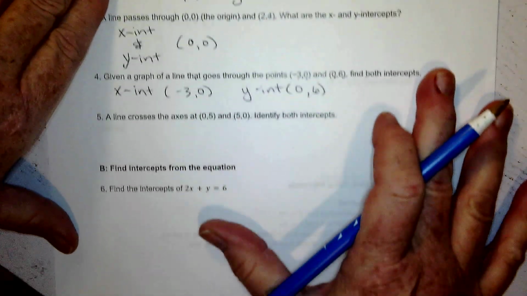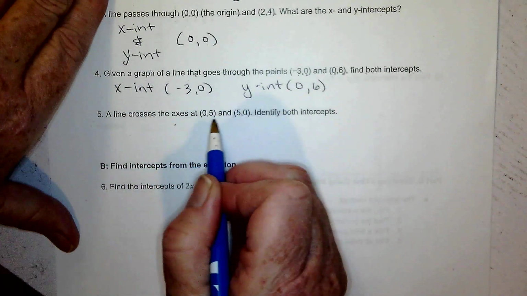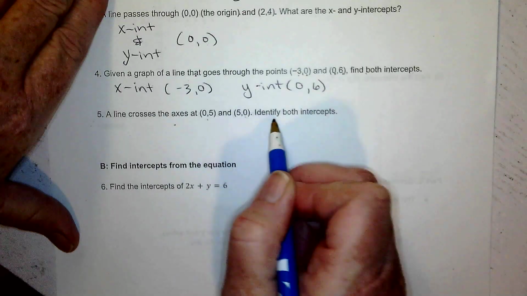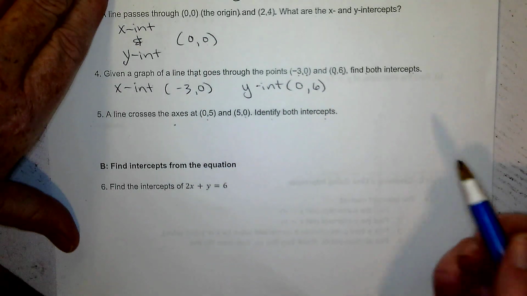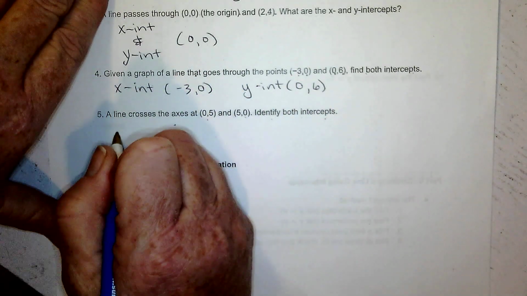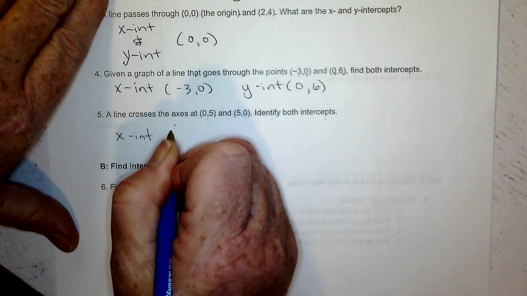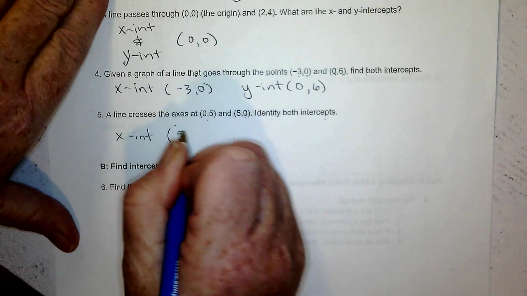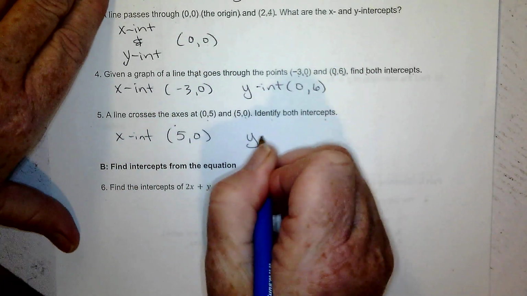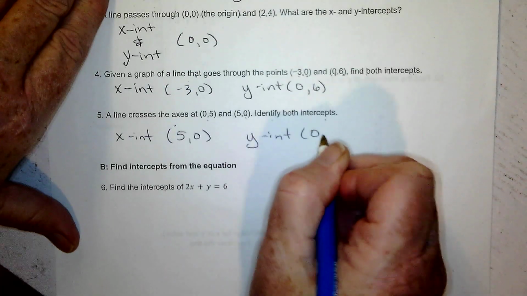There's both intercepts. A line crosses the axis at (0, 5) and (5, 0). Identify both intercepts. If you haven't done this, please pause the video and do so. Your x-intercept is where your y is 0, so (5, 0). And your y-intercept is where x is 0, so (0, 5).